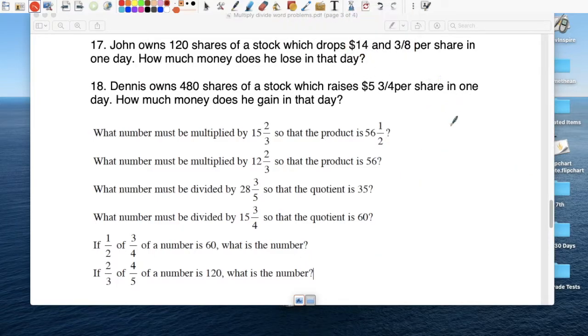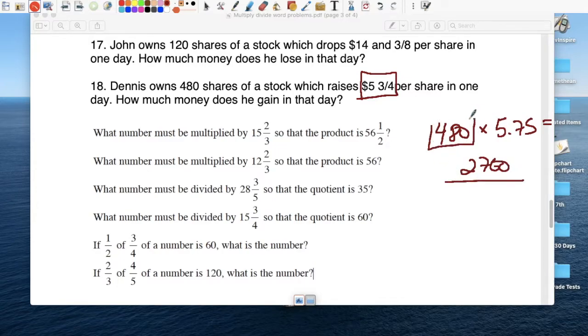Okay, so again, this next question looks very similar. He owns 480 shares of a stock, and this particular stock goes up. So the value of whatever you're holding goes up $5.75. So because you have 480 shares, you have to multiply that by 5.75. All right, so definitely this is a good day for you, and in total, you multiply those two numbers, 480 times 5.75. It's going to be 2,760. So that's how much you would have gained.